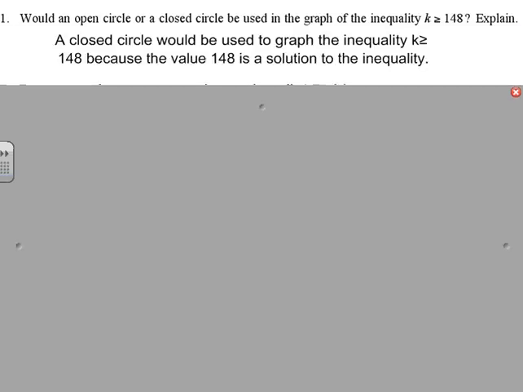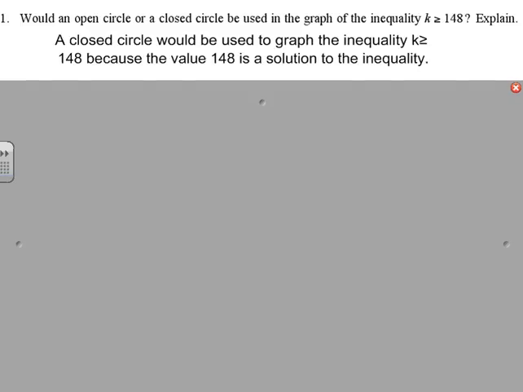All right, number 1, would an open circle or closed circle be used in the graph of the inequality k is greater than or equal to 148? Explain. Because we have the greater than or equal symbol, we would use a closed circle, and the reason is because 148 is a solution to the inequality. If it said k is just greater than, you would use an open circle because 148 would not be a solution to the inequality.